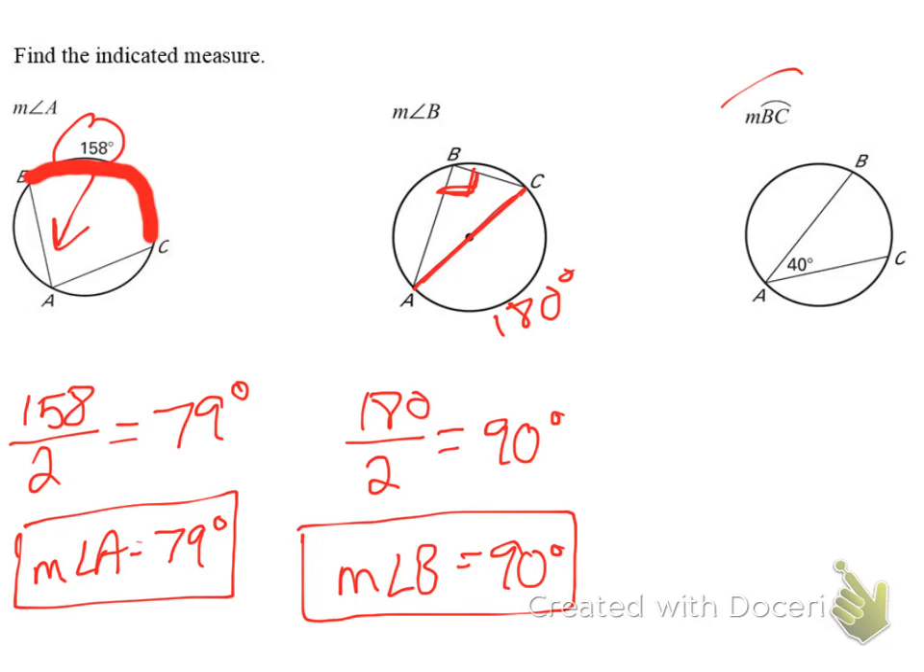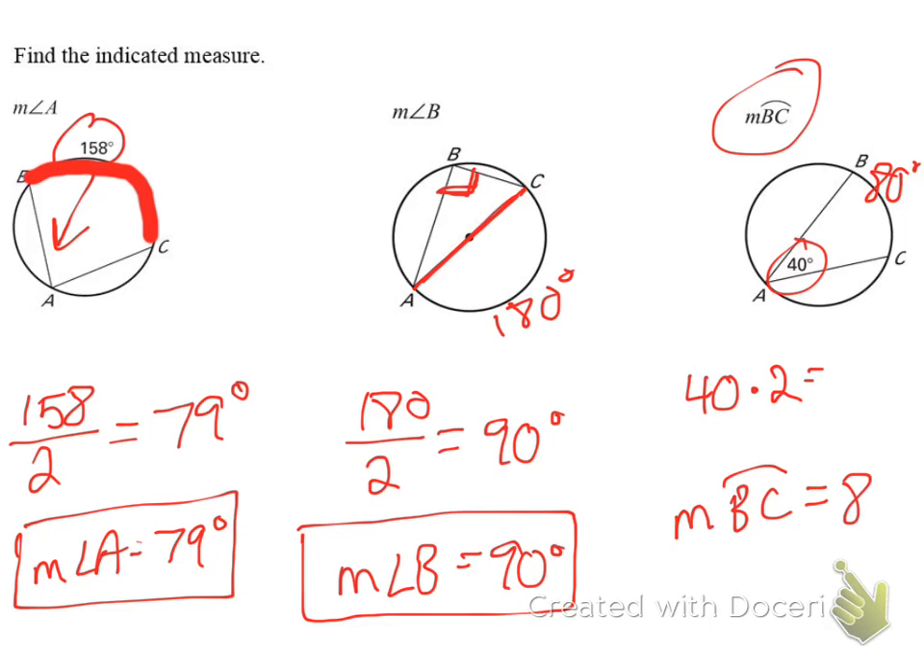And this time we're actually finding arc BC, the measure of arc BC. The inscribed angle is 40. So this time I'm taking 40 and multiplying it by 2. And that's easy enough. This would have to be 80 degrees. So the measure of arc BC is 80 degrees.